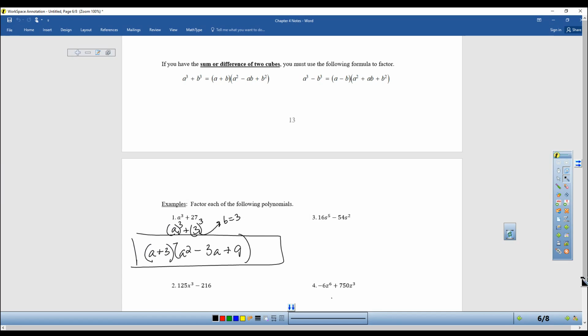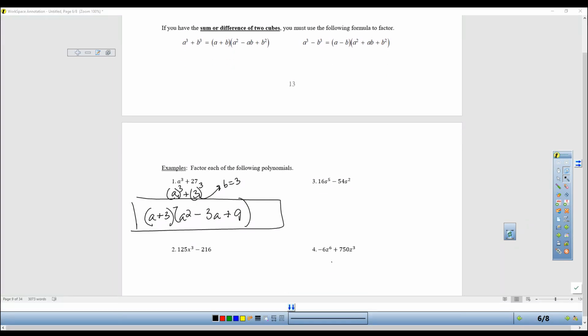So let's do another one like that. Let's do number 2. I don't know if you recognize it, but this is 5x cubed, and this is 6 cubed. That's what you have to be able to do. You have to be able to find this.